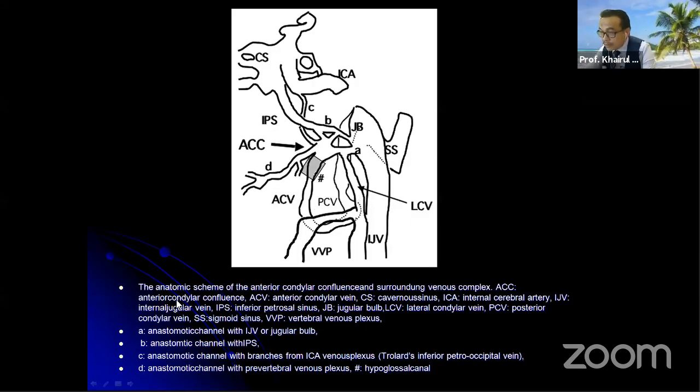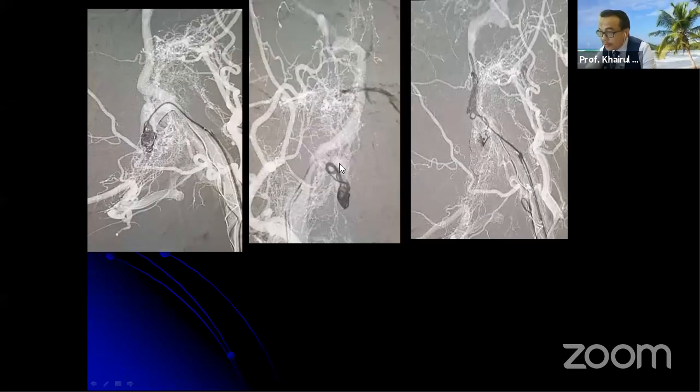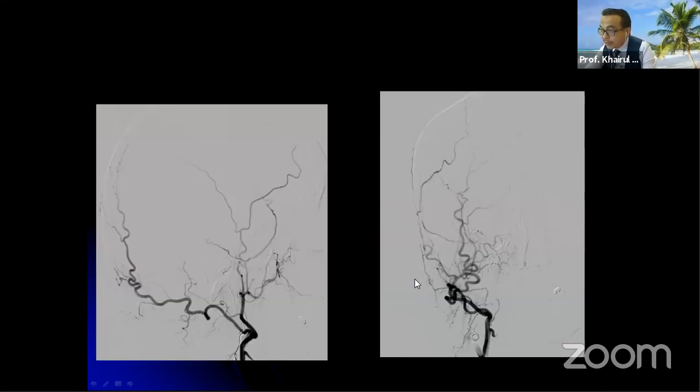So this is the anterior condylar confluence of the patient. It is very detailed here. But in this case, we can use coils to treat this patient at the intercondylar confluence, and also put a stent into the inferior petrosal sinus to prevent the retrograde reflux. So this is how we treat a patient with an anterior condylar dural fistula presenting with proptosis.